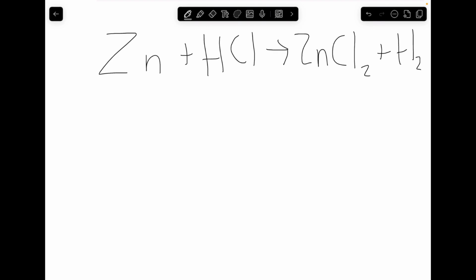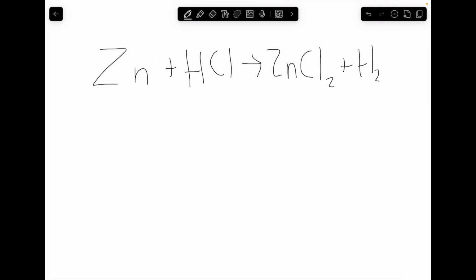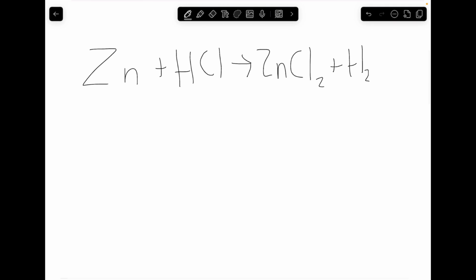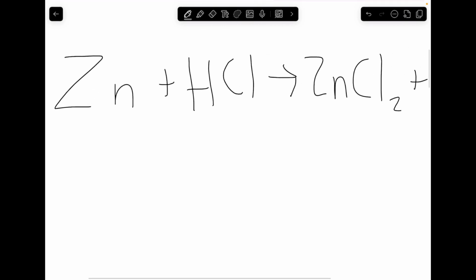If we count our atoms, we have one zinc on both sides, which is great, but look at the hydrogen and chlorine. On the left side, we only have one of each. On the right side, we have two hydrogen atoms and two chlorine atoms. So to balance it out, we need to add coefficients, which are the big numbers that go in front of the molecules. So I'm going to place a 2 in front of the HCl, just like this, and we'll write this just below it, just like this.